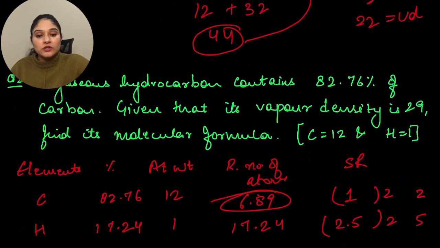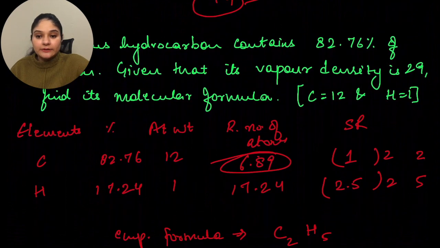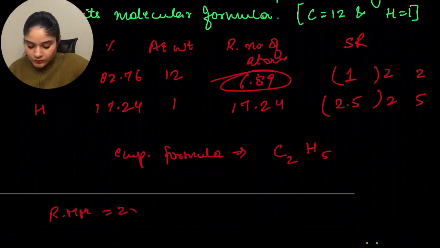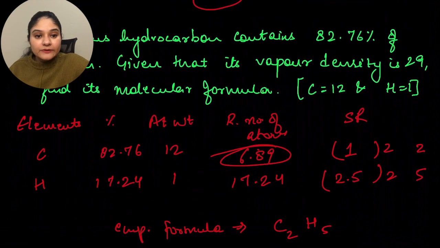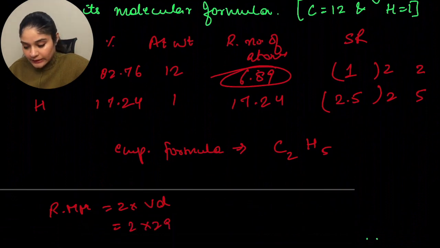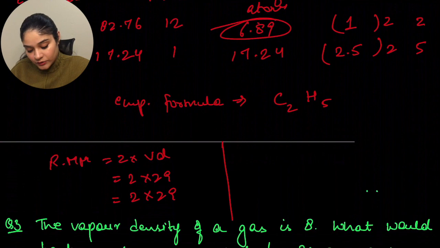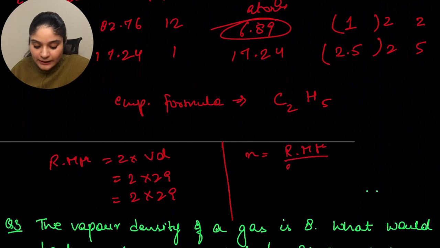The next part of the question is they have given you the vapor density, that's 29. Find its molecular formula. The first thing, using vapor density, you will calculate the relative molecular mass. So relative molecular mass equals 2 times vapor density. Vapor density given to you is 29, so 2 times 29 is your relative molecular mass. Let me leave it like this because I'm going to use it later. Then you can use the formula for n. Do you remember? You have to calculate n. So n equals relative molecular mass divided by empirical formula weight.